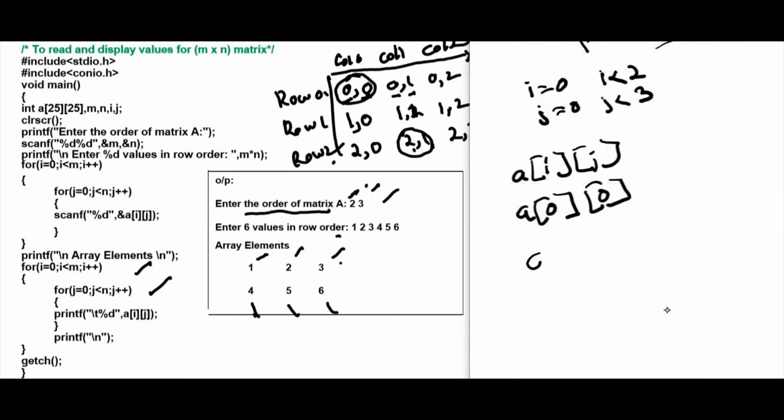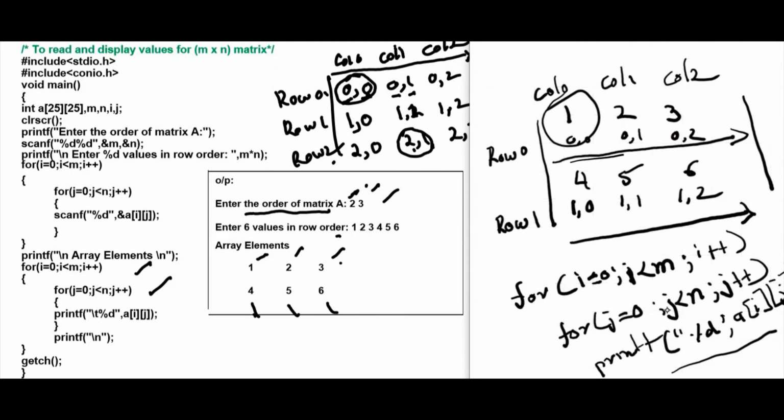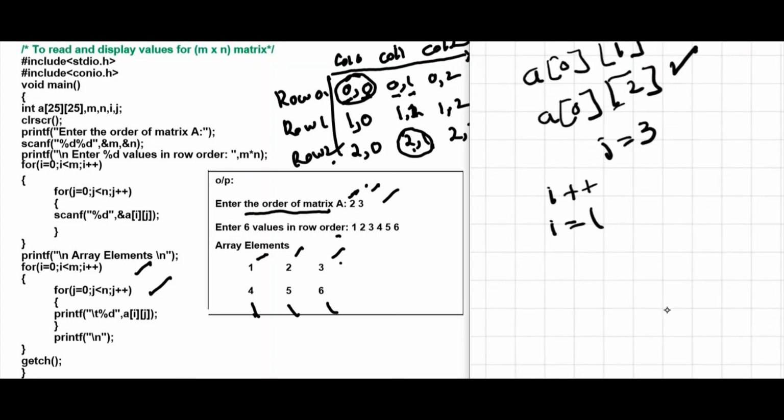Similarly, the i value will be constant, but the inner for loop is incrementing. So the value of j keeps on changing, right? From 0, 1 and 2. So the first row values will be printed. And when j becomes 3, the inner for loop is exited and the outer for loop i increments. So now i is equal to 1.